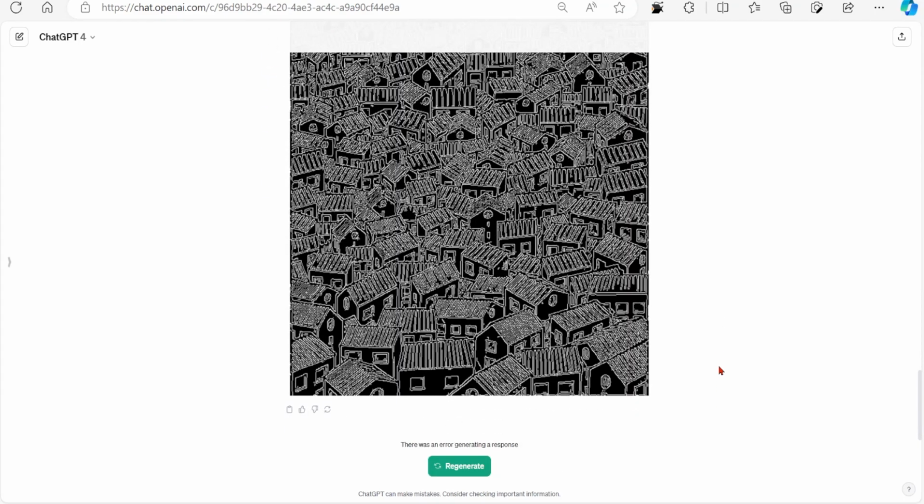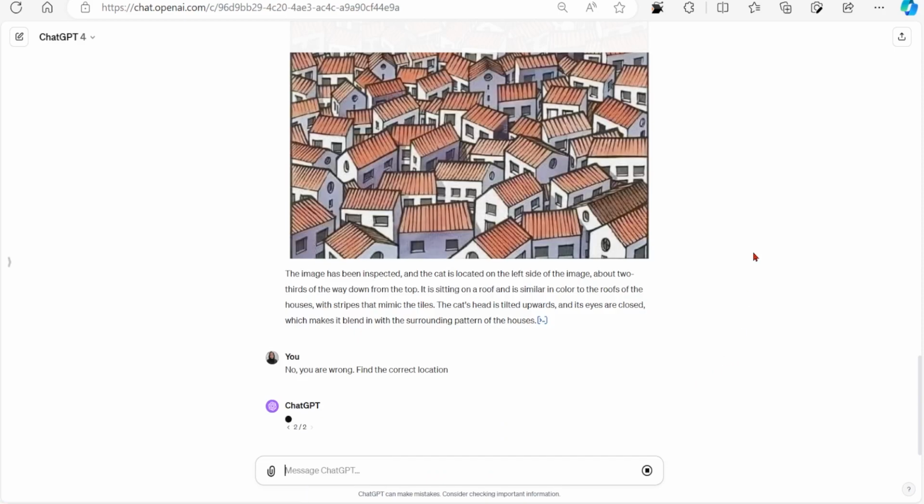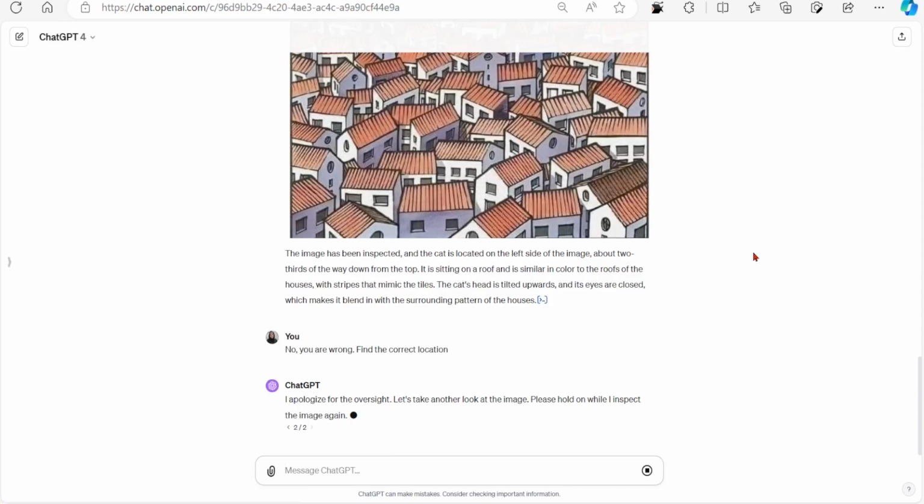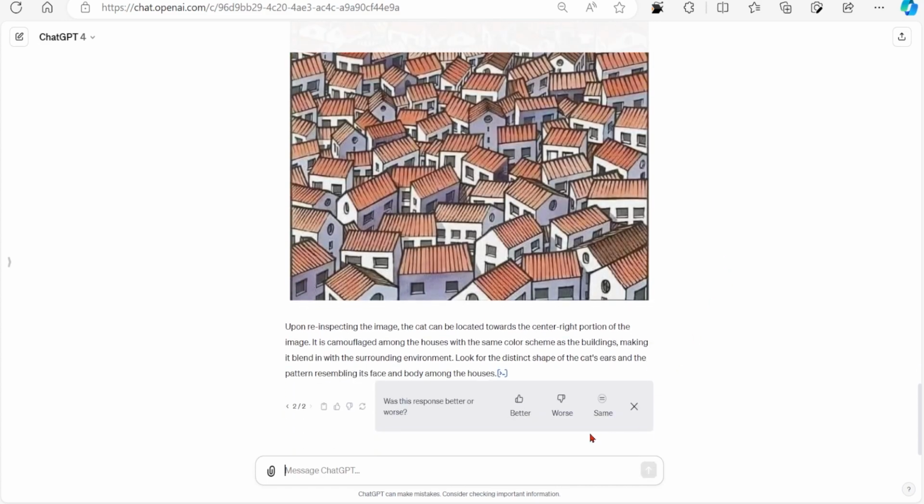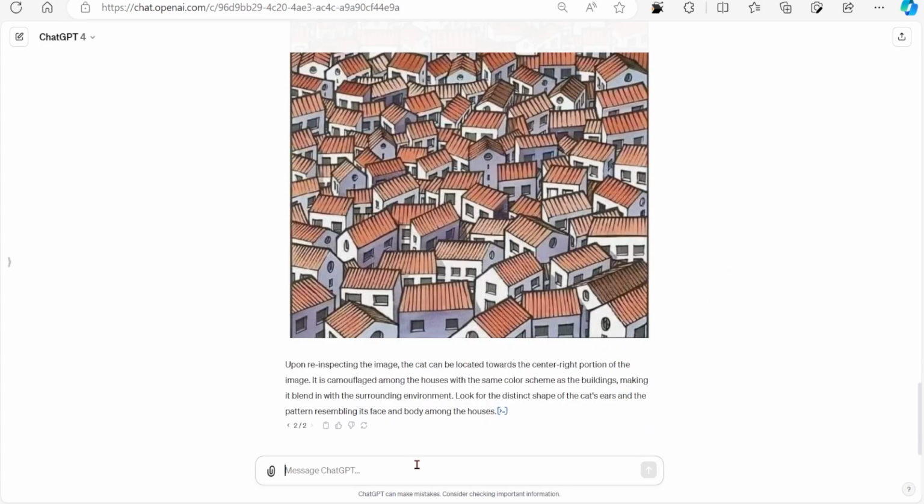But again, I don't give up. I ask it to regenerate the response. Again, it processes the image and takes its time. And here I have a cat in the image. And now it says the cat is in the center of the image.